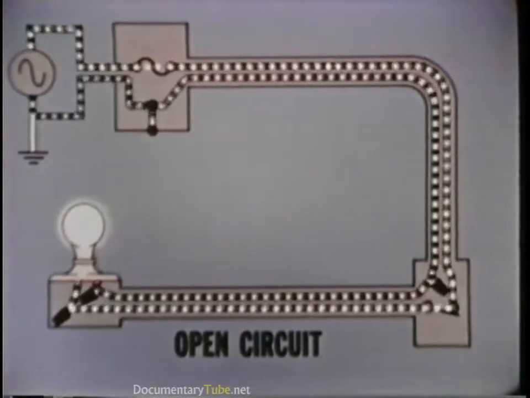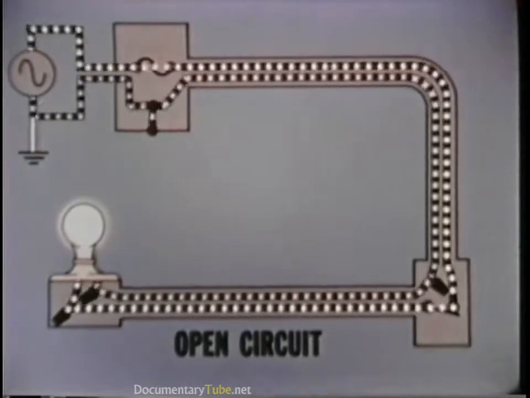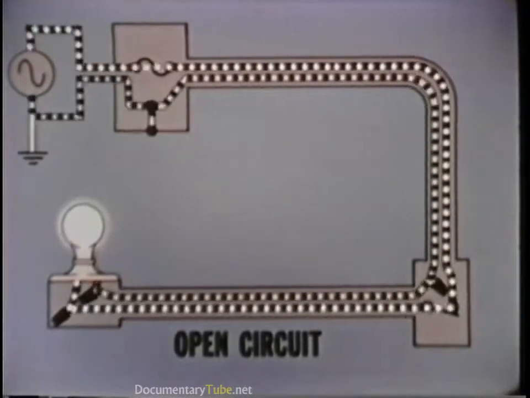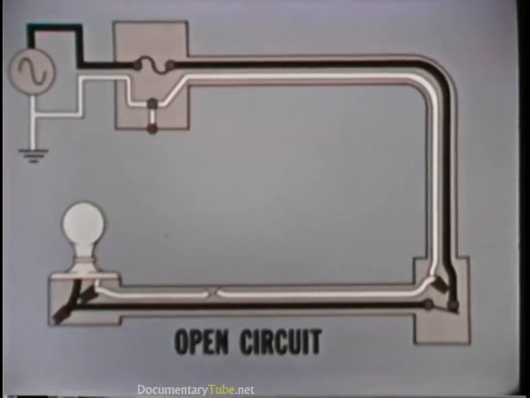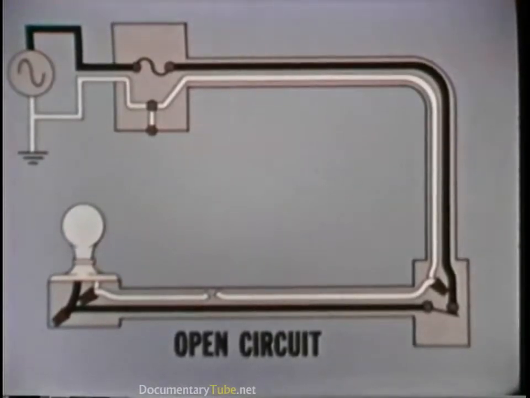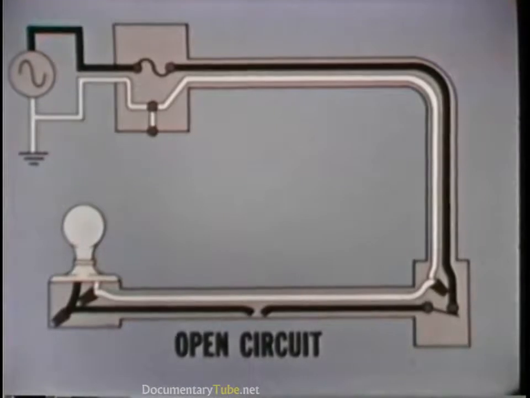An open circuit results when one or more conductors in a circuit become broken, burned, or otherwise separated to interrupt their continuity. An open circuit prevents any flow of current in the circuit. In this example, the neutral conductor has been broken to stop the current flow. If the hot conductor was broken instead, the effect on the circuit would be the same.